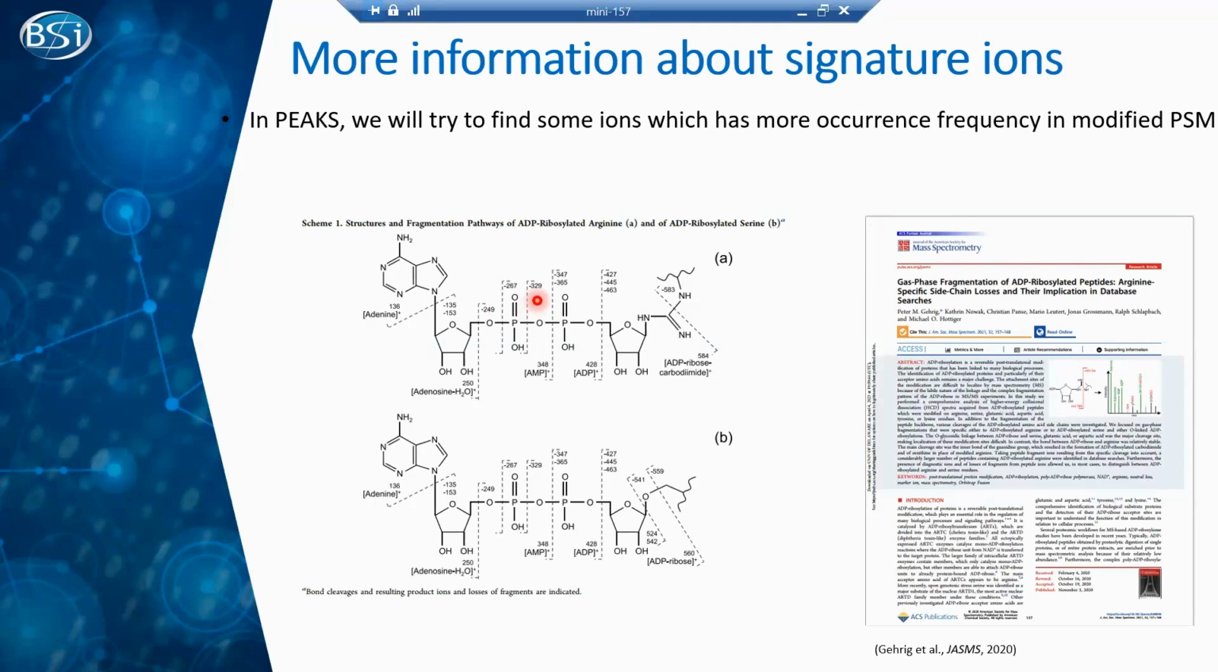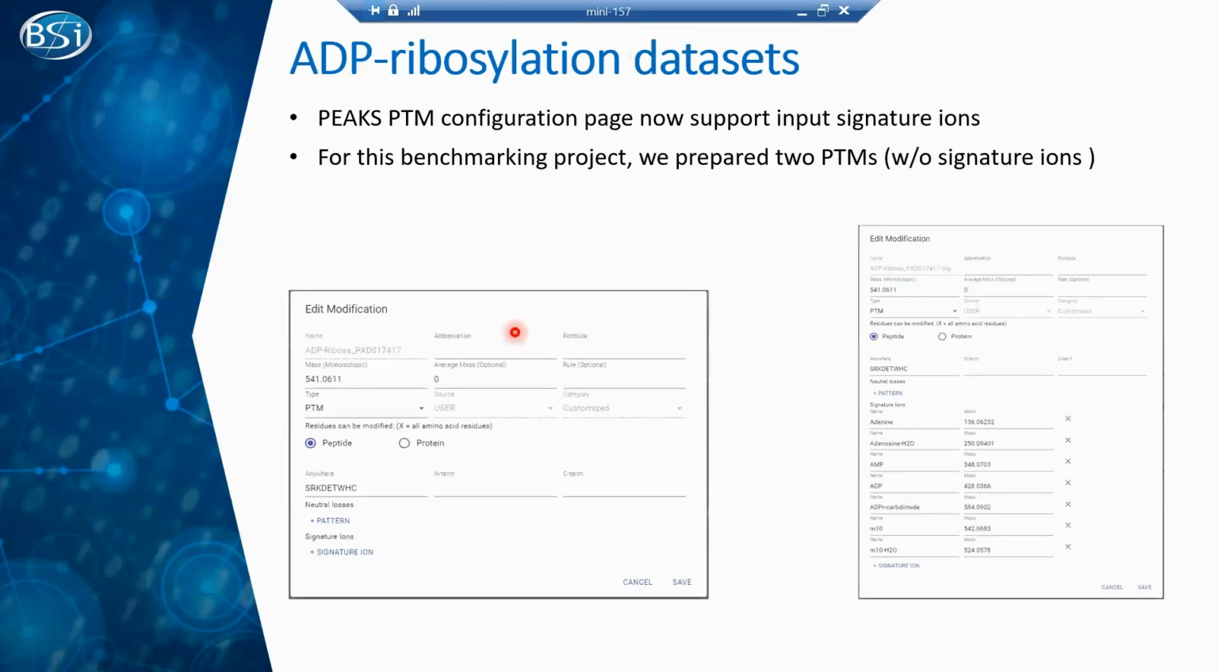The first thing we want to make sure of is that if we use our functions, we can find all these signature ions correctly. That's how we test. So we search using the mode without the signature ion, where we didn't include the signature ions. In the other method, I search the PTM with the signature ions.